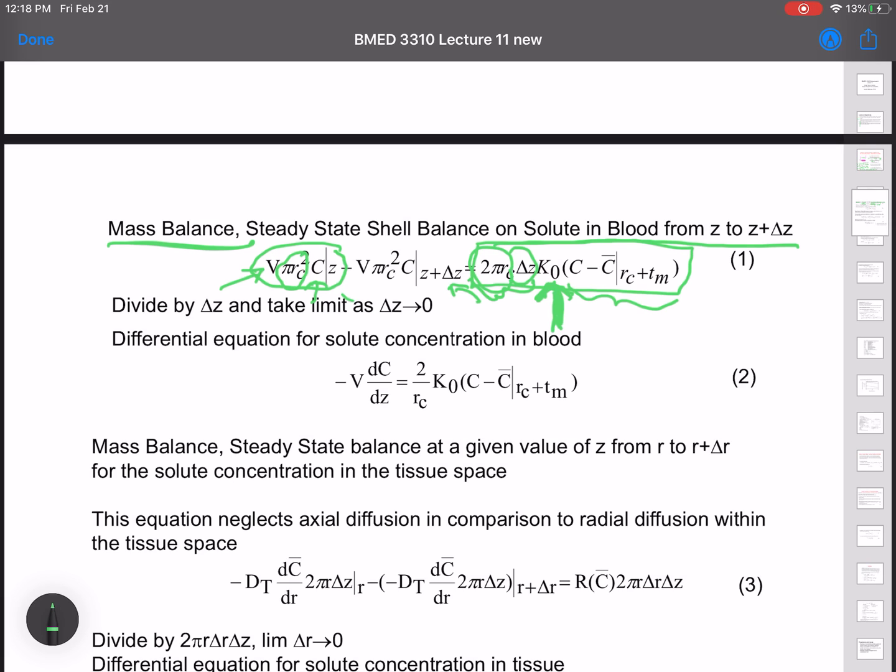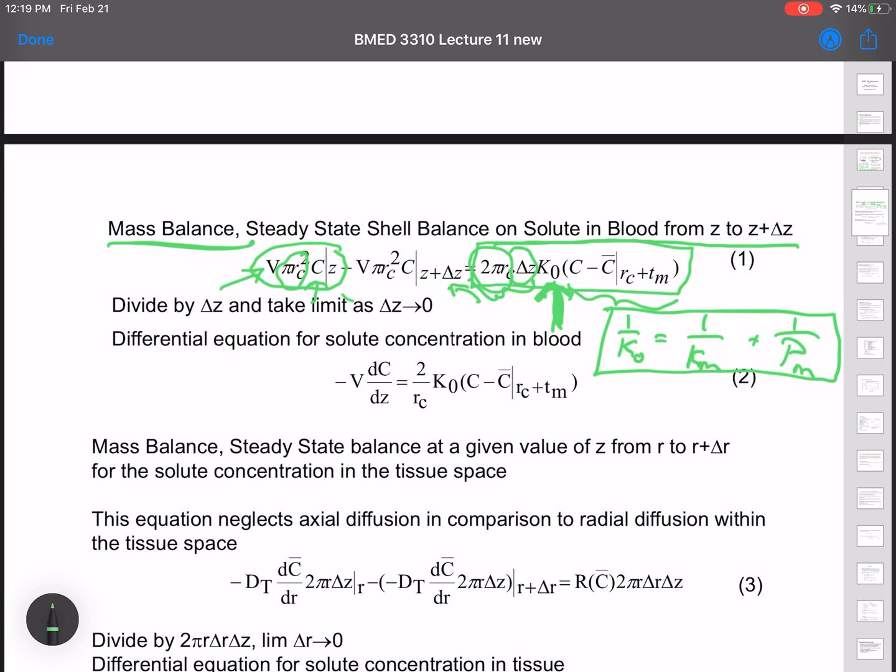We spoke about that in lecture 8, I believe. And I'll just write it here: 1 over the overall is equal to 1 over the convection, plus 1 over the permeability. Lecture 8 was the one about membranes. If you think about that, and you've taken circuits courses, this is how you would add resistors as well. So that's what that overall mass transfer coefficient is.